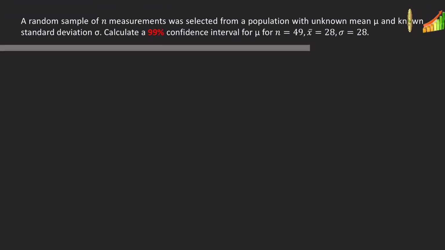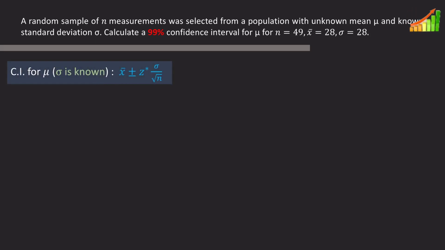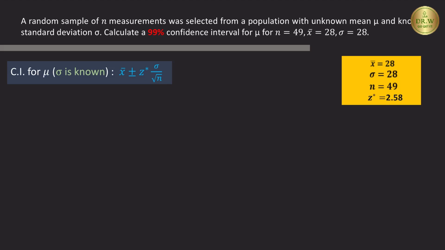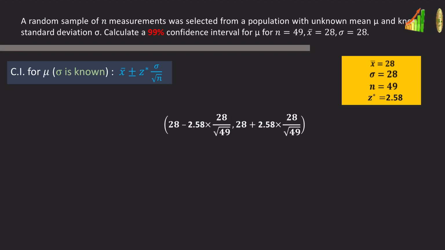Now let me explain the same example but for the different confidence level. You see here confidence level is 99% now. So again sigma is known, therefore confidence interval is x bar plus or minus z star sigma over root n. And all the information is the same but confidence level. When we change the confidence level, the critical value also changes. We need to find the critical value corresponding to this 99% confidence level using the Z table. Once we have all information, we can plug it into the confidence interval.